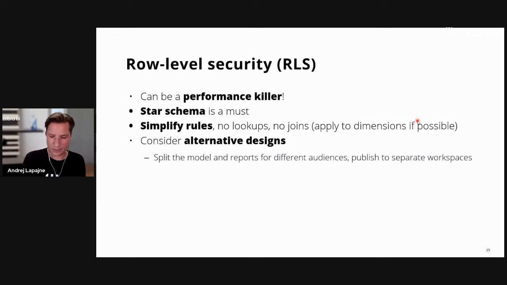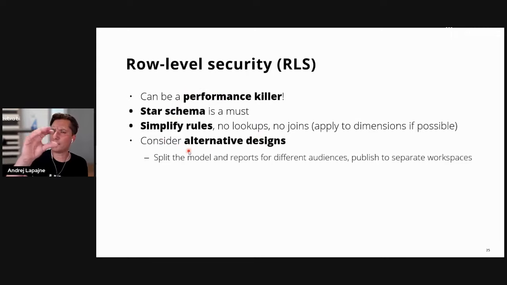Row level security is also problematic, can be a performance killer, especially if you have a very complicated schema for security. So it is very helpful, or I would say it's a must, that you have a star schema model and then apply row level security. Otherwise, you'll have terrible performance problems. So first have a clean star schema model, then add row level security, try to add it as simple rules, like apply it to dimensions and so on. And then if it's still a problem, consider alternative designs.